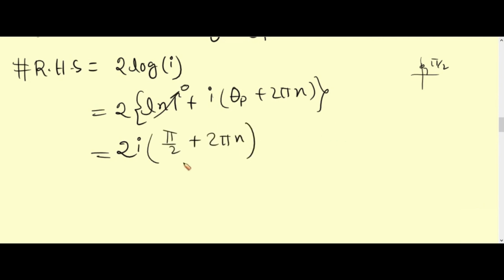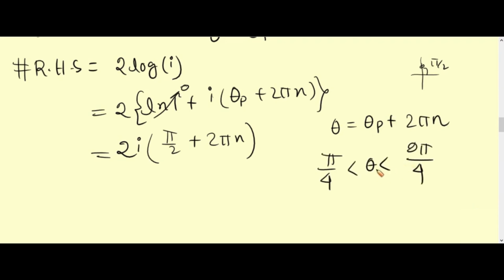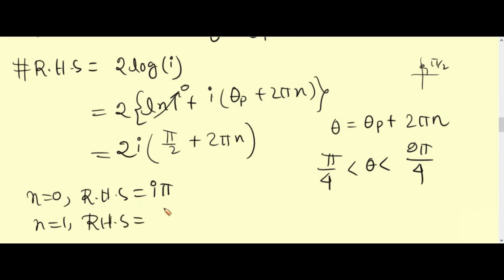And again, the bound for theta, where theta equals theta principal plus 2πn, we can write the bound again to remind ourselves that we should satisfy this bound, and we want to see whether the thing we wanted to show is actually true or not. So let's again start with n equals 0. When n equals 0, the right hand side is just iπ. When n equals 1, the right hand side again will be, this 2 and this 2 will cancel out, so it will be n equals 1.